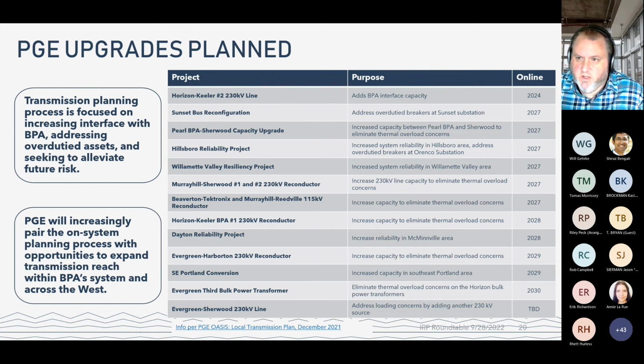I'm just calling these out to highlight that, while Bonneville identified several issues with the BPA system in their TSEP, most of those we have already either identified ourselves or are starting down the path of trying to figure out a way to mitigate those contingencies.